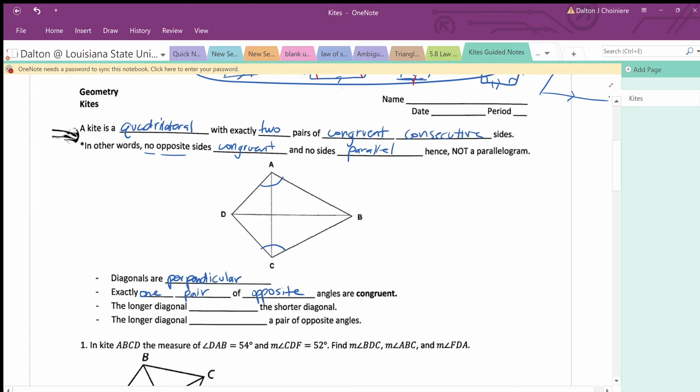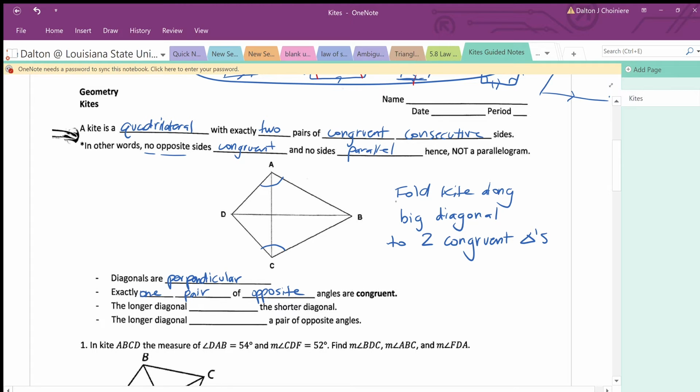Now, how do you know what that's going to be on any other given kite other than just by looking at it? The trick to kites is that if we fold the kite, and I want you to write this, fold kite along big diagonal. If you fold the kite along the big diagonal, it will make two congruent triangles.